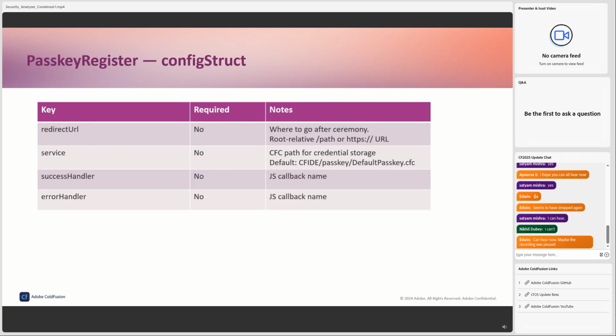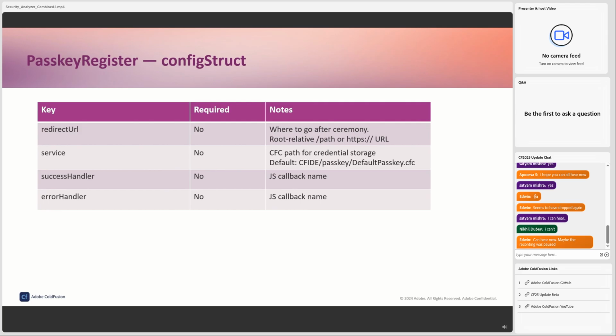Next we have the config struct. So config struct controls the flow. So first we have redirect URL, that is where to redirect after the ceremony completes. So usually after the login or registration is complete, the page is redirected to the home page. So that would be the redirect URL. Then there is service. So this is the CFC path for credential storage. That is where the public key should be stored. By default it is the file-based backend that we have.